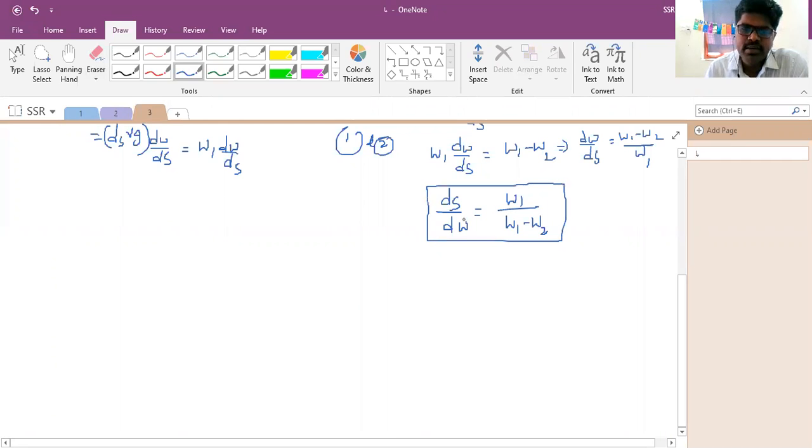What is this ds by dW? Density of solid body by density of water, what you can write? Relative density of solid. Relative density of solid is equal to ds by dW, which is equal to W1 by W1 minus W2, where W1 is the weight measurement in air medium and W2 is the weight measurement in water medium. Are you clear on this proof? Calculation of relative density of solid body.